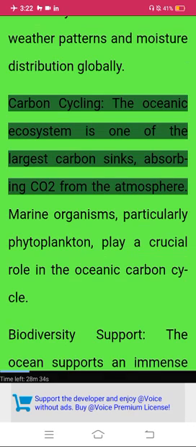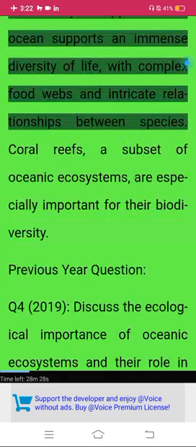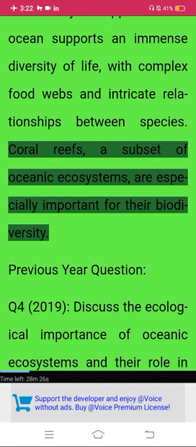Carbon cycling. The oceanic ecosystem is one of the largest carbon sinks, absorbing CO2 from the atmosphere. Marine organisms, particularly phytoplankton, play a crucial role in the oceanic carbon cycle. Biodiversity support. The ocean supports an immense diversity of life, with complex food webs and intricate relationships between species. Coral reefs, a subset of oceanic ecosystems, are especially important for their biodiversity.